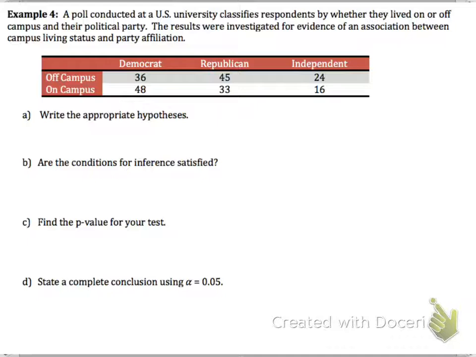A poll conducted at a U.S. university classifies respondents by whether they live on or off campus and their political party. The results were investigated for evidence of an association between campus living status and party affiliation. So we've got association, which is the indicator that we're trying to figure out if something's independent or dependent. And here are our two variables, campus living status and party affiliation. Also, this is a contingency table.